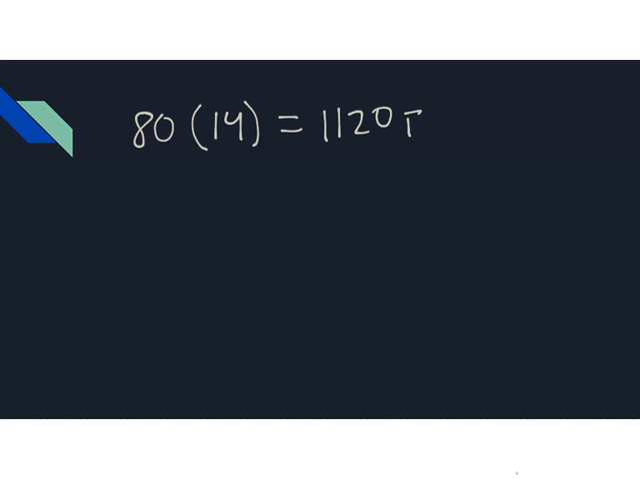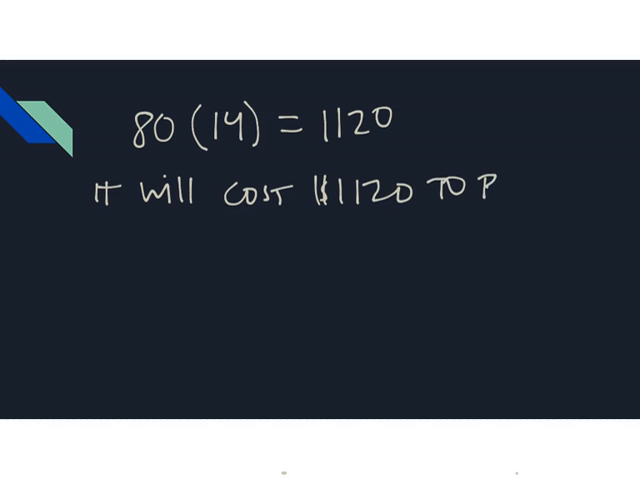We only need 80 feet. So 80 times 14 is $1,120. Let's make a real sentence here: it will cost $1,120 to build the deck.